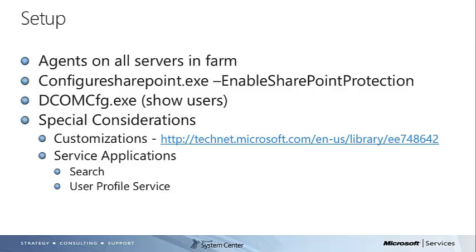Once you've identified your SQL servers as well as your web front-end servers, you want to push an agent from your DPM server onto all of those. That's relatively well known, and there's not a whole lot of mystery about getting an agent onto your servers. Once that's done, we want to pick a single web front-end server that will be our point of focus. Again, we only want to run this on one of the web front-end servers, and it doesn't matter which one. You'll run ConfigureSharePoint.exe with the enable SharePoint protection switch.